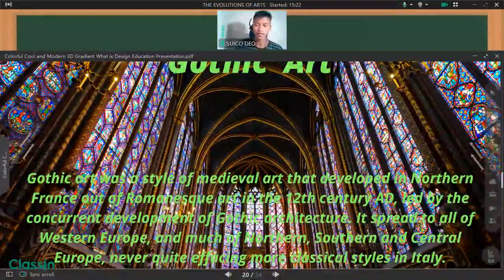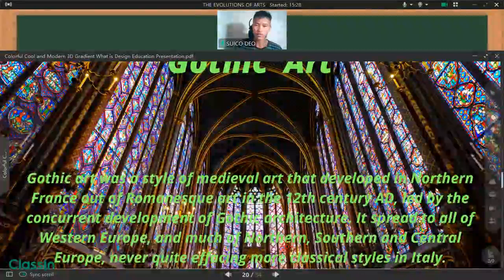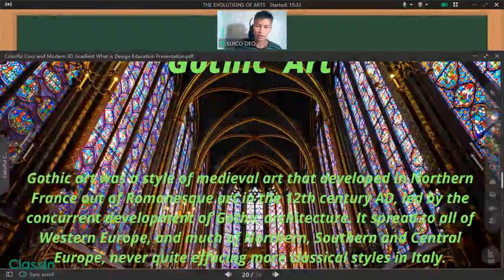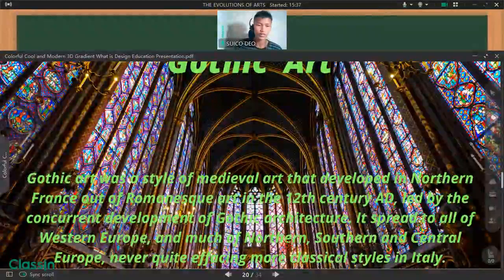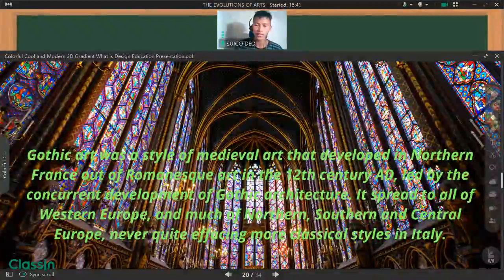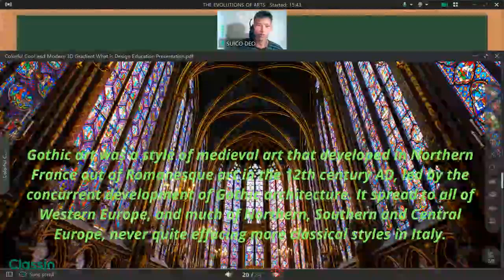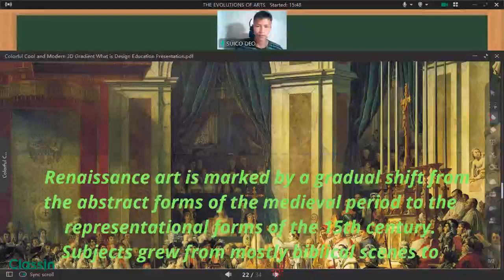Gothic art was a style of medieval art that developed in northern France out of Romanesque art in the 12th century AD, led by the concurrent development of Gothic architecture. It spread all over Western Europe, and much of northern, southern, and central Europe, never quite effacing more classical style in Italy. The next one is Renaissance.